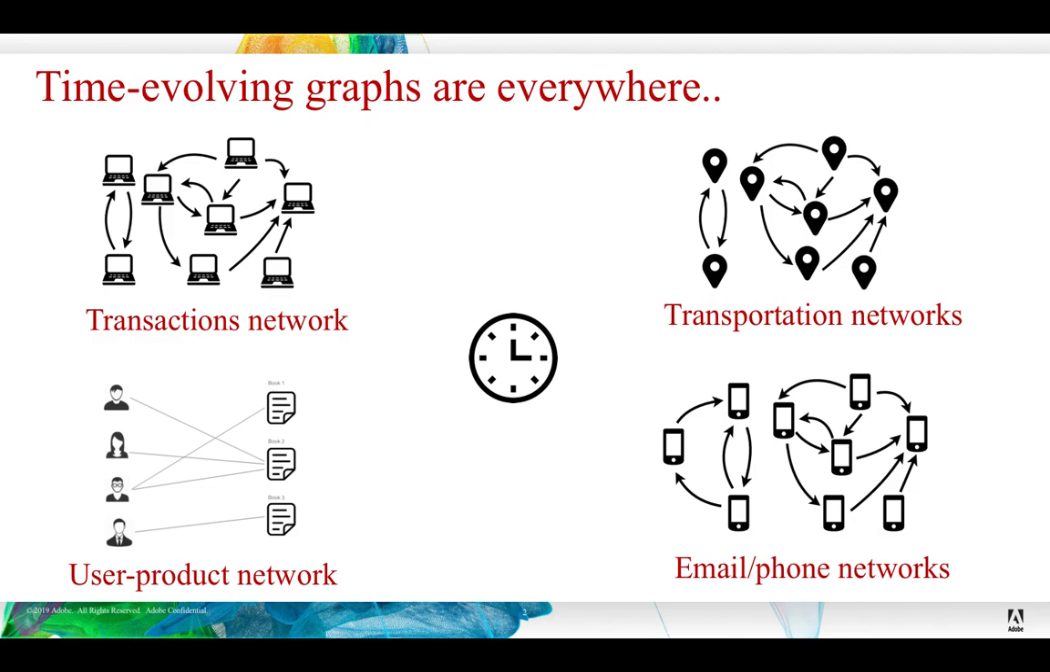We are surrounded by time evolving dynamic networks. Here are some examples of dynamic graphs. On the left, we have a transactions network that underlies many of the banking and e-commerce companies. Similarly, with the rise of ride-hailing apps, on the right we have large transportation networks. A user product network that is implicitly formed in an e-commerce company, and a traditional email, phone or messaging network is shown on the bottom row. The common theme across all these networks is that they are dynamic in nature, that they evolve in time.